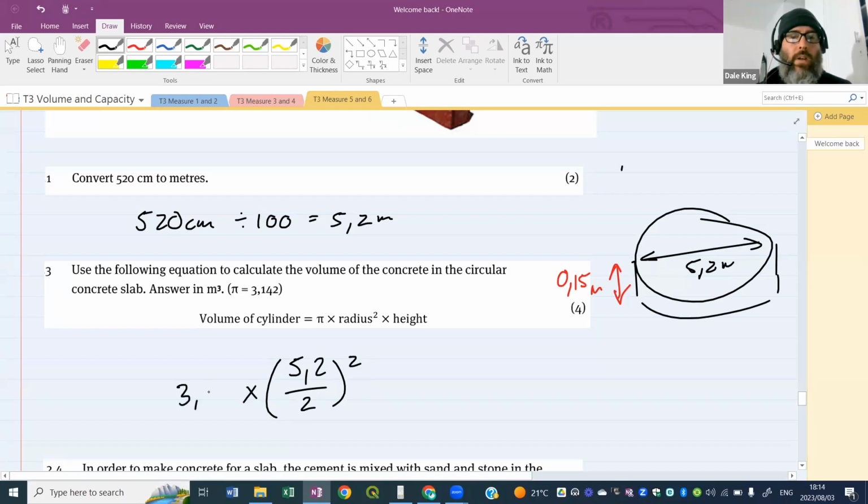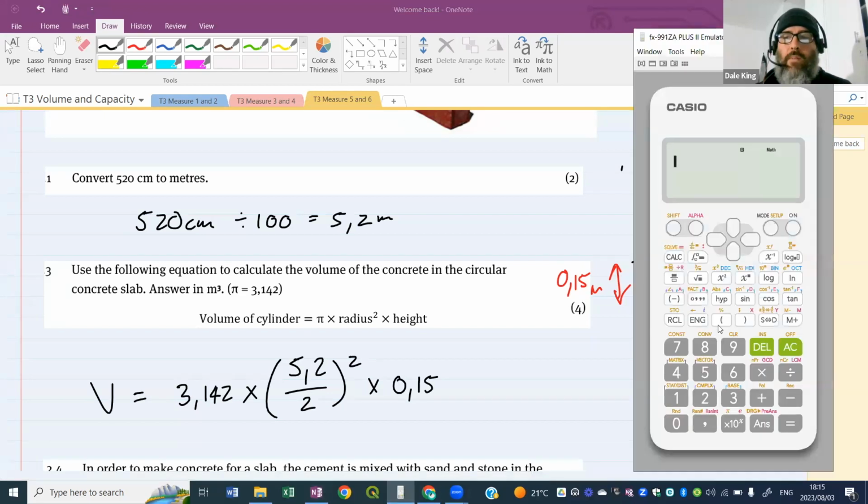Yes. All right, let me put it all in here. So we got pi there on the left, 3,142. Times the diameter, which is 5,2, and I halved it to get the radius, and that must be squared. And the height is 0,15. All right, let's check it out. I'm going to chuck it into my calculator here, 3,142 times, I'm going to put all my bits and pieces in. I'm going to use a bracket here.